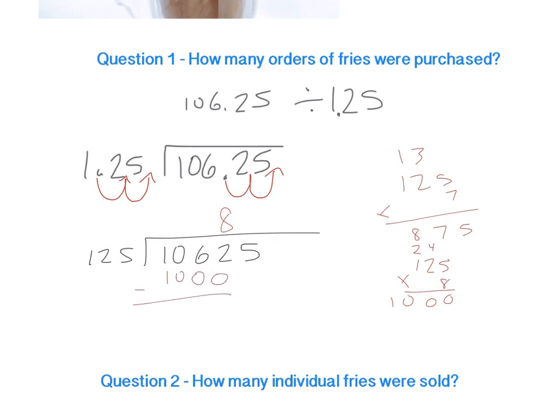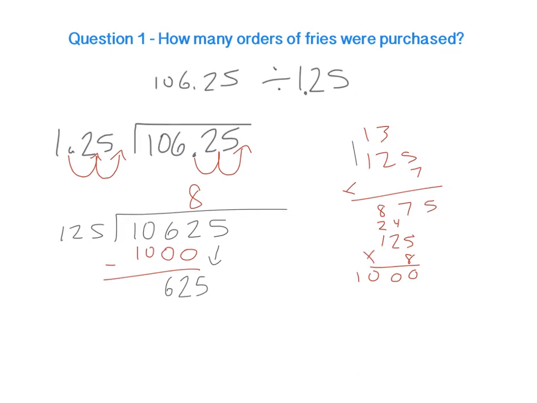And what is 1,062 minus 1,000? We already know that's going to be 62. And because this number is smaller than our divisor, what we actually know is that we've done it right. So last thing is bring down the 5. And how many times does 125 go into 625? So let's give us some more room and figure that out.